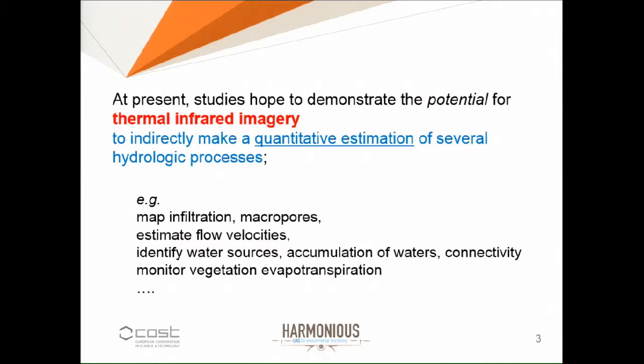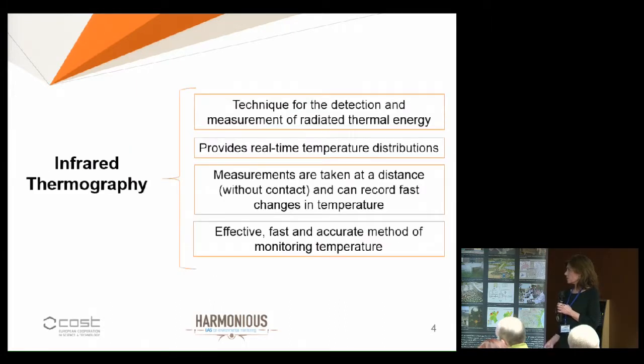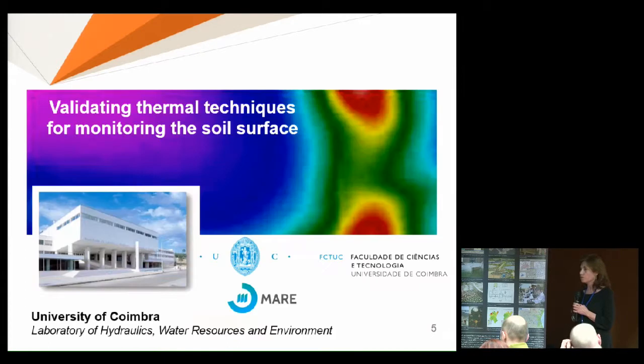One such attempt is on using thermal infrared imagery to indirectly make a quantitative estimation of several hydrological processes. And of course, after all these talks on infrared thermography, I will just point out that this technique can record fast changes in temperature, and that indeed it has been showing to be an effective, fast and accurate method of monitoring temperature. Now, at our lab, for already a number of years, we have tried to develop and to validate thermal techniques for monitoring the soil surface.